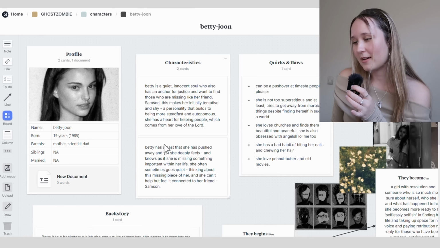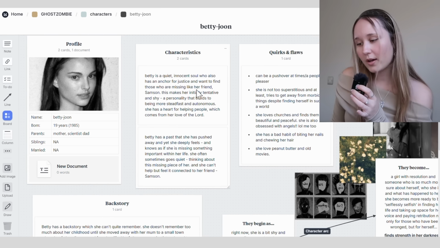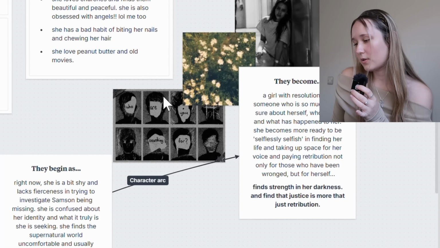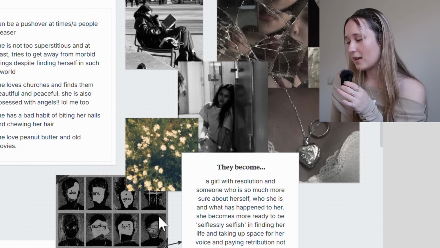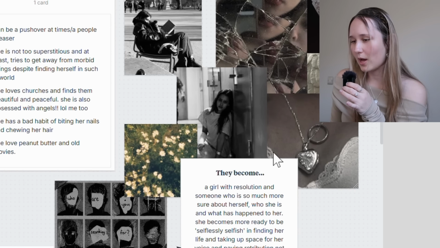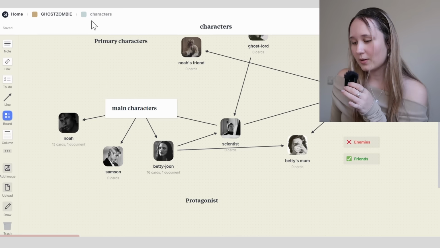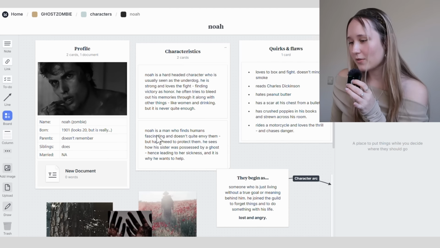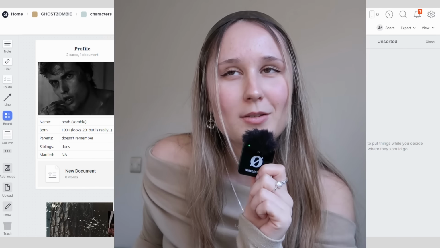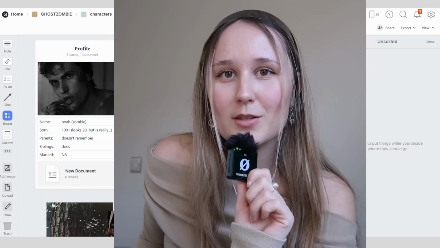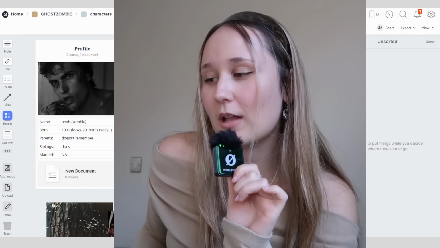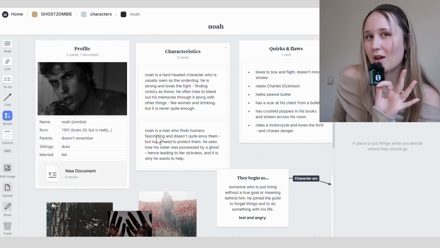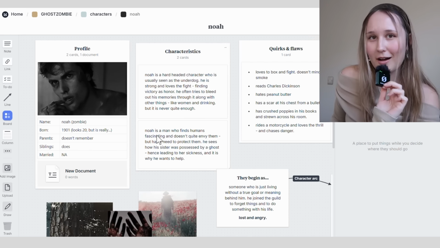This is Betty. I have her characteristics, quirks, backstory, and also her character arc, which is pretty cool. That's her aesthetic as well, which I think is so epic. I've also done Noah. I'm yet to do Samson as well, but here is Noah. I love Noah. And I know it's bad maybe as an author to have a bias, but my bias is probably Noah. He's just cool. I do love Samson though. He's probably my favorite character objectively, but Noah has my heart for Betty.